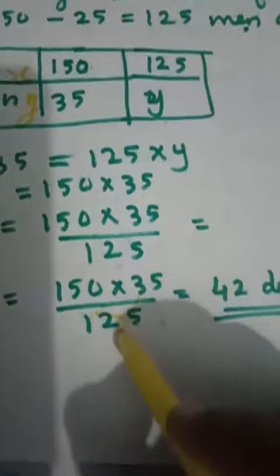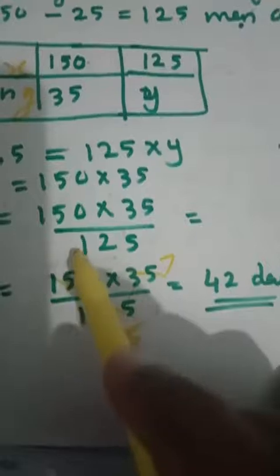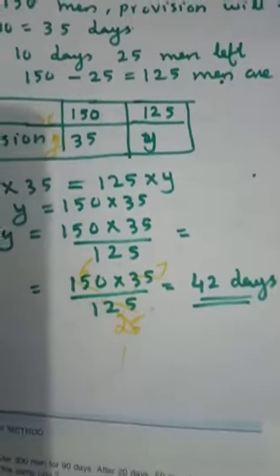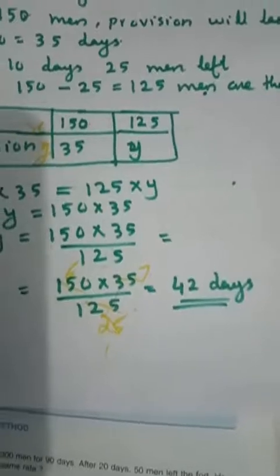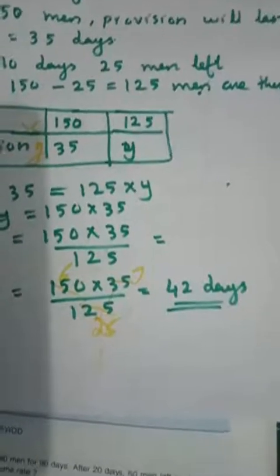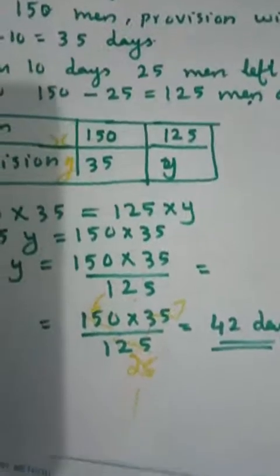Now cancellation in 5's table. 2 5s are 10, 5 5s are 25, 7 5s are 35. Now 25 and 150. 1 into 25, 25. 6. Now 6 7s are 42 days. Okay, 42 days. Provision of food is 42 days for 125 men.